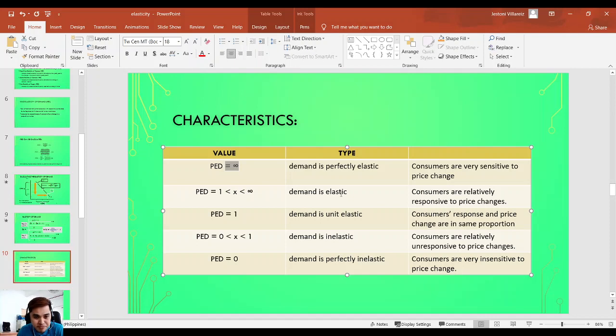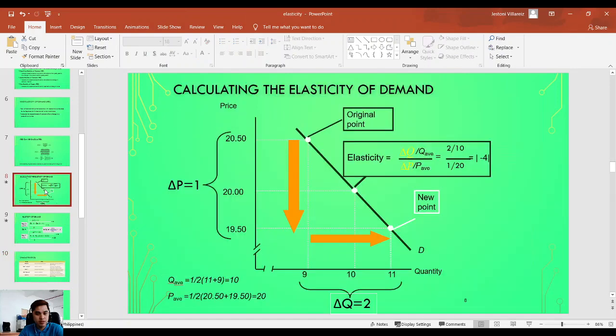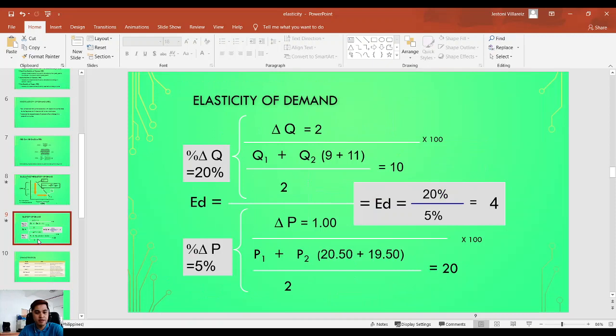So it means that if the price of that specific good will increase, the demand will decrease relatively. By how much? Depende sa values, depende sa percentage change. Let's say nag-increase ang price by 5%, nag-change ang quantity demanded by 20%. Alright, so that's how you interpret.